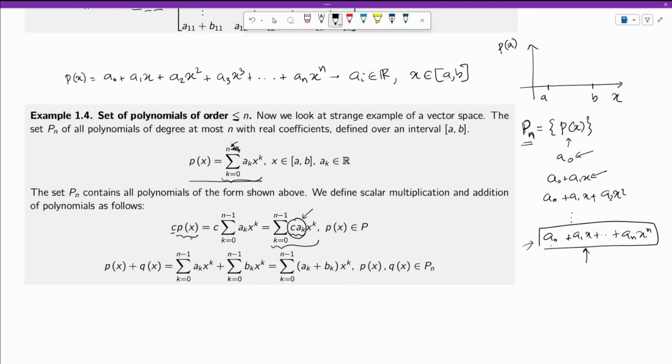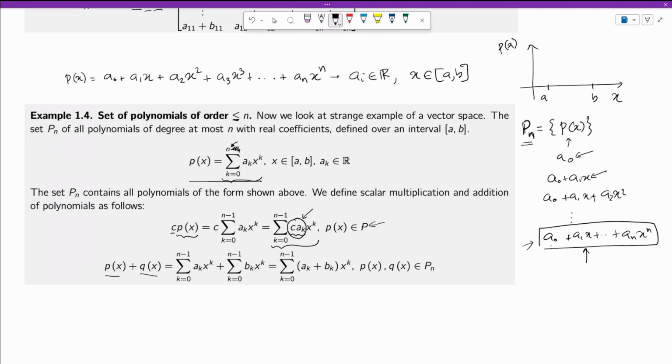That means if p of x is from the set Pn, then c times p of x must also be in the set Pn, right? That means the set of polynomials of order less than or equal to n with real number coefficients is closed under the scaling operation as defined here. We similarly know how to add two polynomials, right? If I take two polynomials, p of x and q of x, from Pn and add them together, you know how to add them. You simply add the coefficients corresponding to x with the same power.